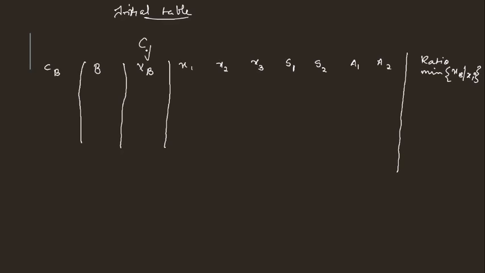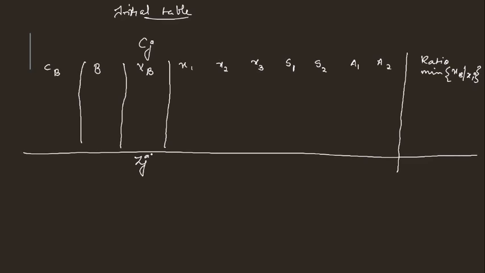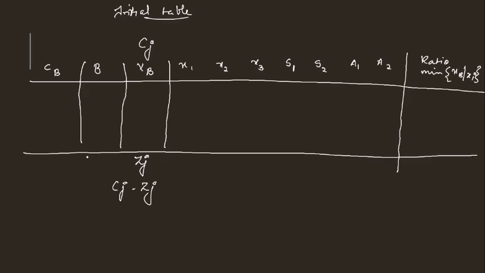You have to write Cj over here, then Zj, Cj minus Zj. So the procedures are all the same, but as I said, there are minute differences between the simplex and the big M method.